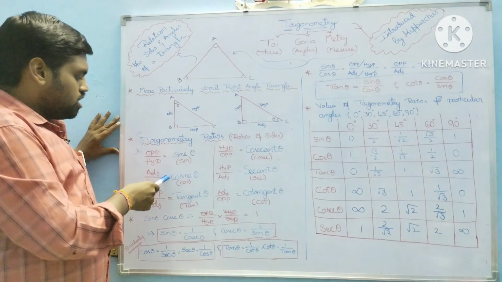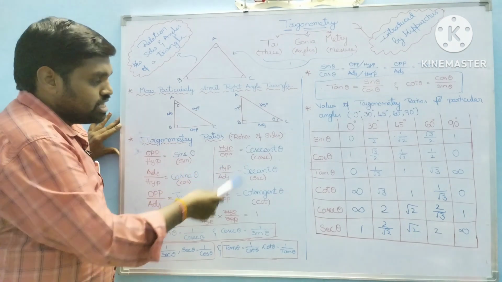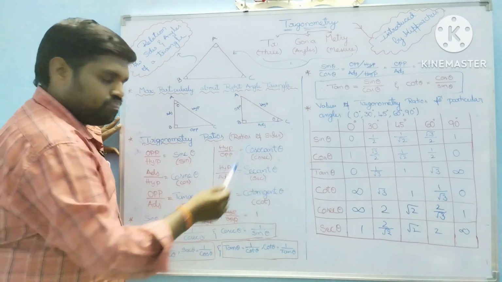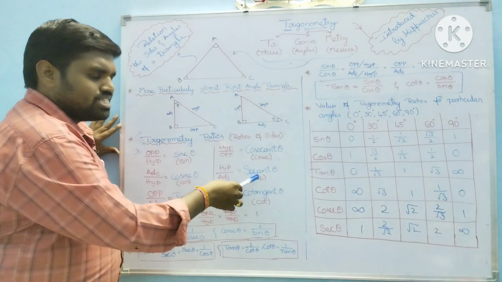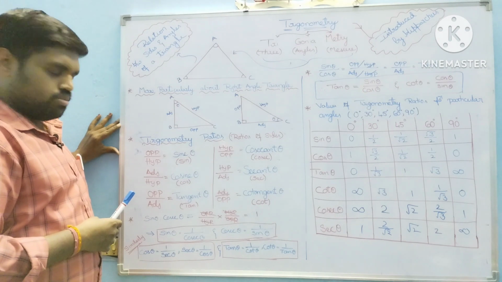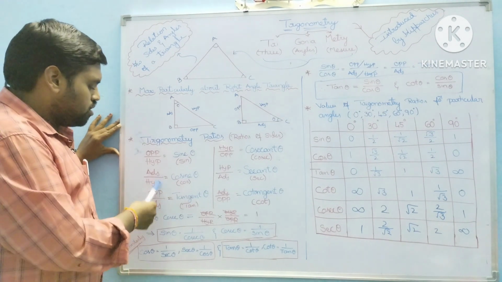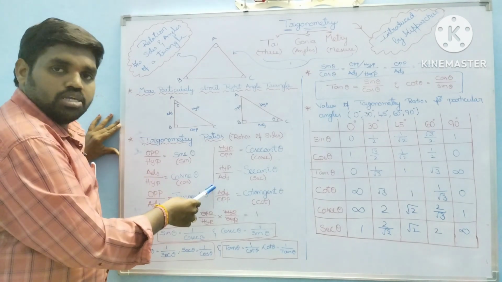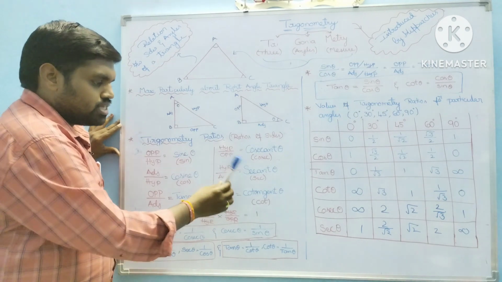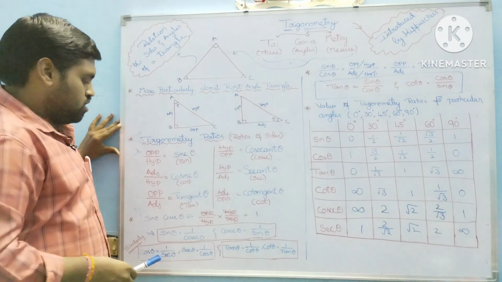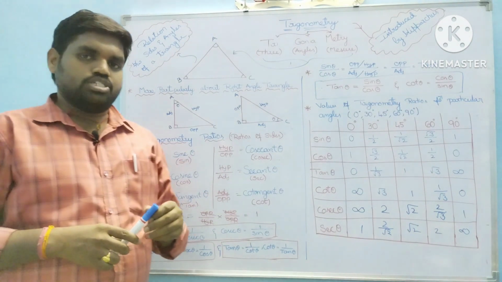Like when you reverse the adjacent side by hypotenuse ratio, it becomes hypotenuse by adjacent side. This one is named secant theta. That's why cosine and secant are called reciprocals. Opposite side by adjacent side is tan theta. When you reverse this, it becomes adjacent side by opposite side. So this one is named cotangent theta.